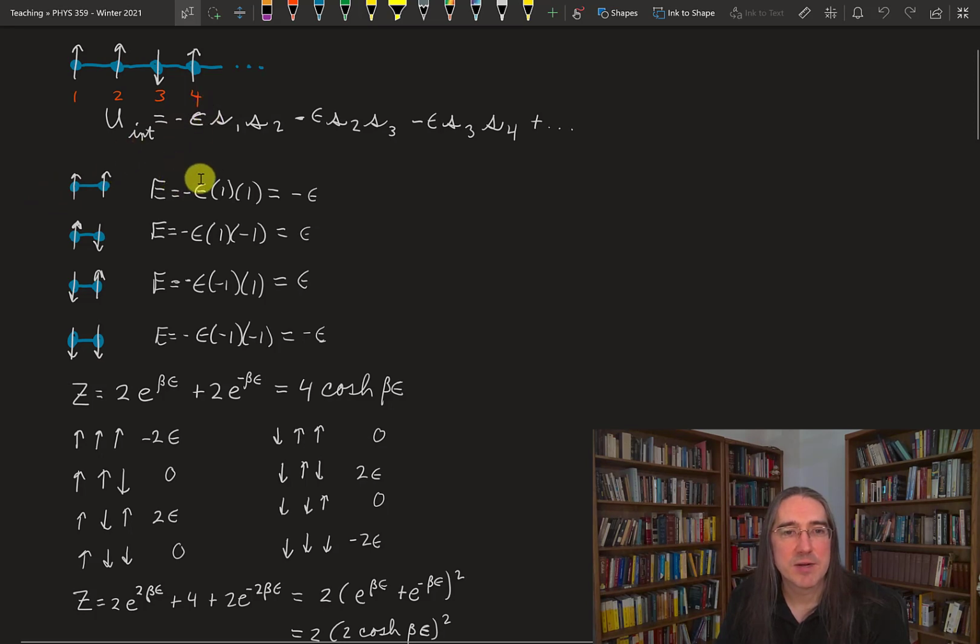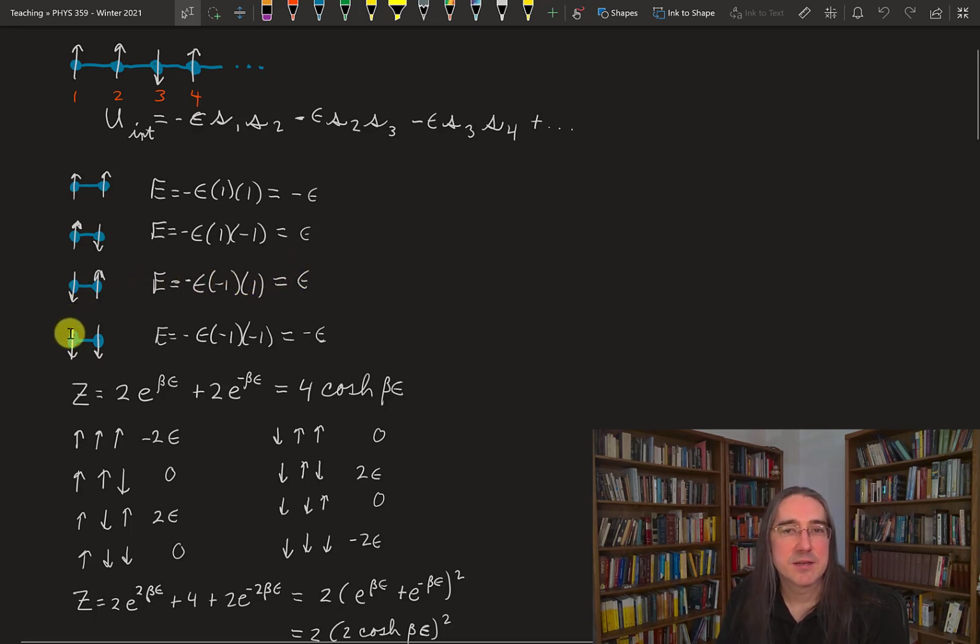Right? Both spins are up. That means our interaction is minus epsilon times plus 1 times plus 1, minus epsilon. One up and one down, minus epsilon times plus 1 for the spin up, minus 1 for the spin down, minus and minus, we get epsilon. Okay. Spin down, spin up, same story, minus epsilon times minus 1 times 1. So it doesn't matter the order, so this is also epsilon.